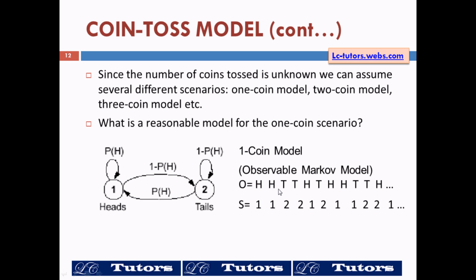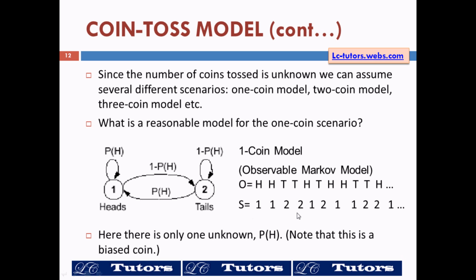It's not hidden. The states are observable. Whenever you look at the observation, we can tell what state the coin is in, whether it's state 1 or state 2. So here there is only one unknown, that is the probability of the coin toss. It can be a biased coin, therefore P(head) is not equal to P(tail), so 1 minus P(head) is not half.